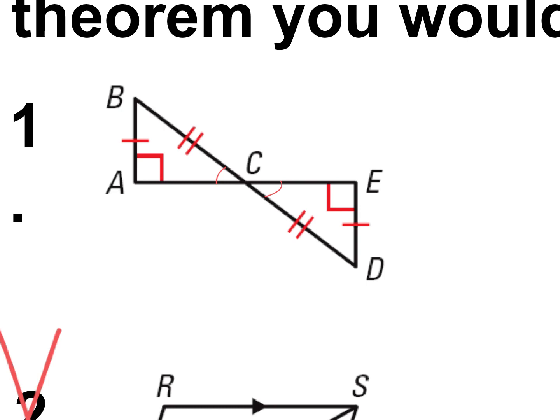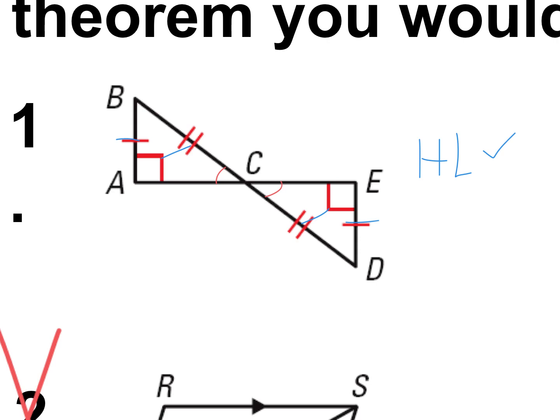So we said right angle, right triangle. So let's check hypotenuse leg. Does it have a congruent hypotenuse? Yes, because that hypotenuse is across. Okay? So we have hypotenuse. Now we need to check leg. Do we have a congruent leg? Yes, we have two congruent legs actually, so it works. So hypotenuse leg works.